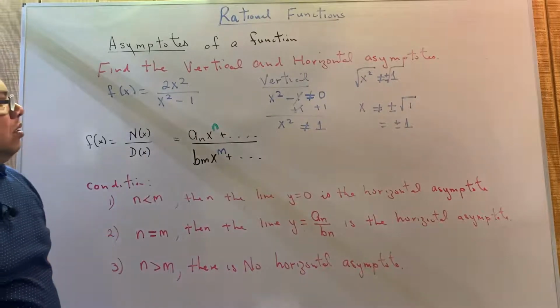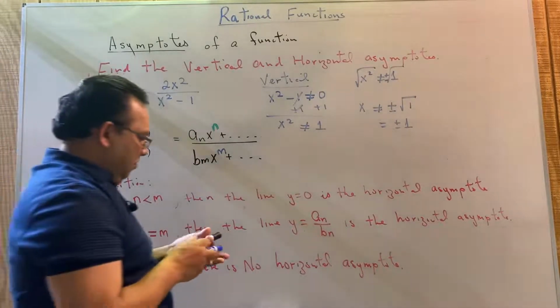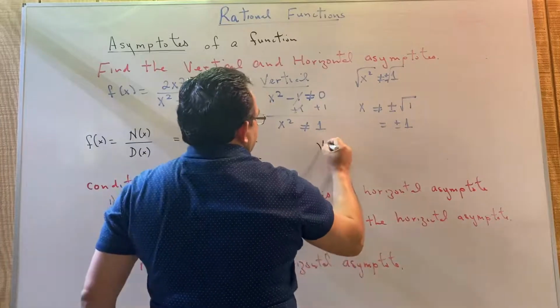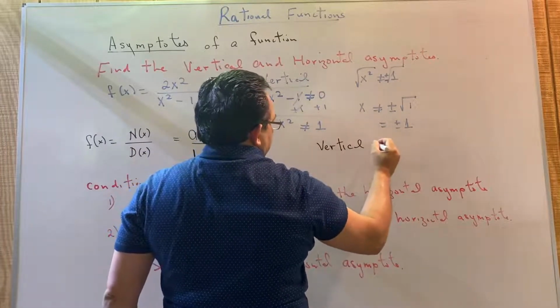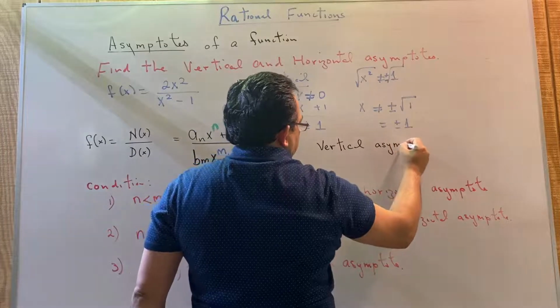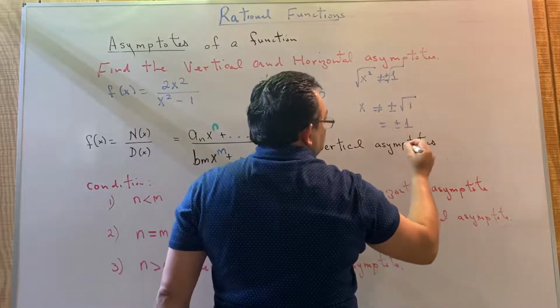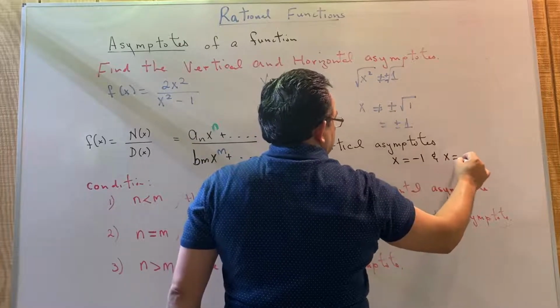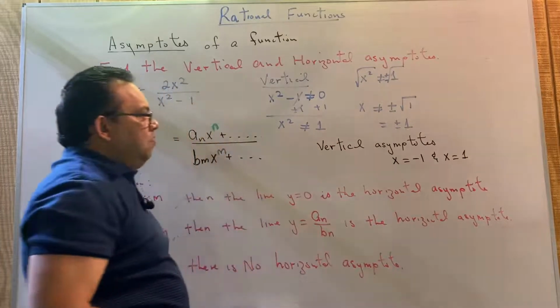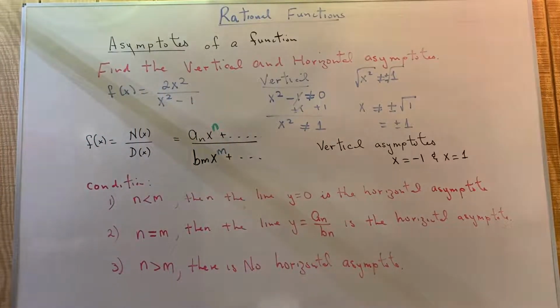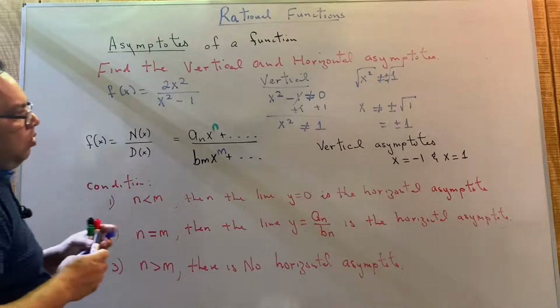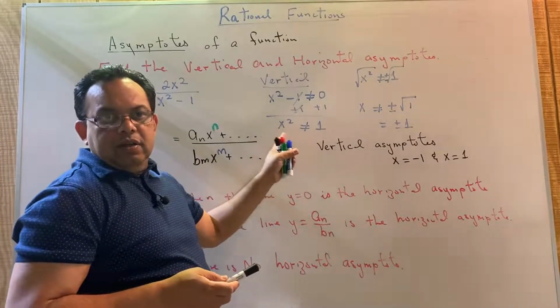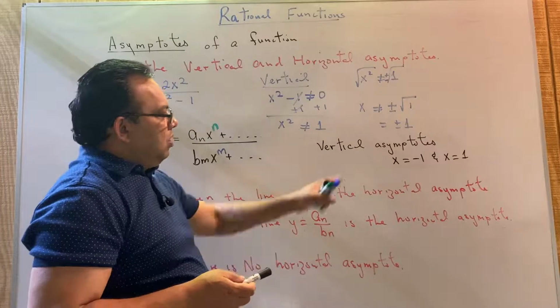Okay. So what are my vertical asymptotes? Well, you have two of them now. x is equal to minus 1 and x is equal to positive 1. So we have two vertical asymptotes. Just as an extra activity from here, you could have also identified the domain, right? So you guys could tell me also what is the domain of this function.